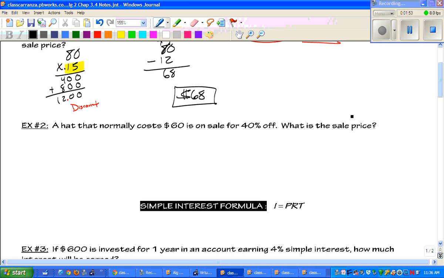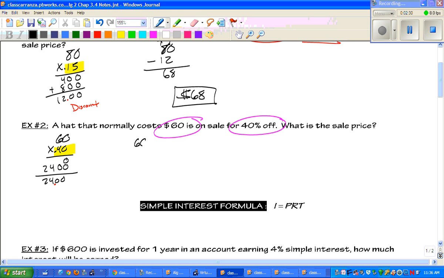All right, let's look at the next one. A hat that normally costs $60 is on sale for 40% off. Okay, let's do the same thing. 60 times 0.40. When you multiply the zeros, you get 0 for everything. So let's start multiplying the 4. 4 times 0 is 0. 4 times 6 is 24. Add that up. Remember, there are two numbers behind the decimal.